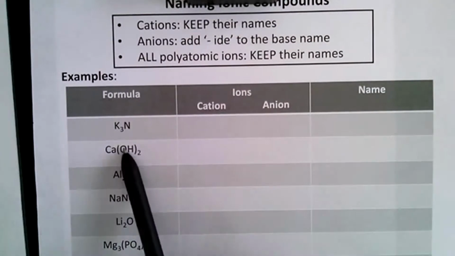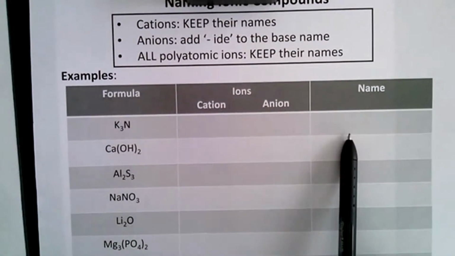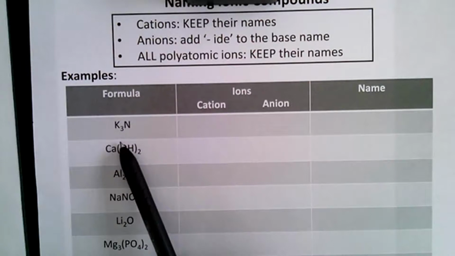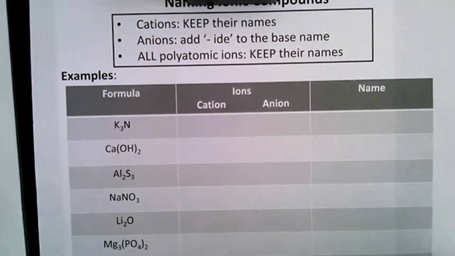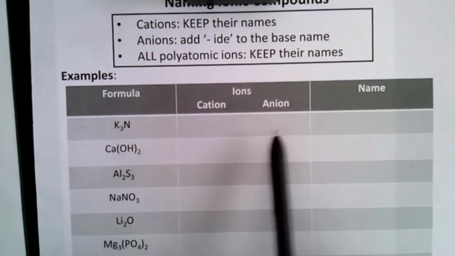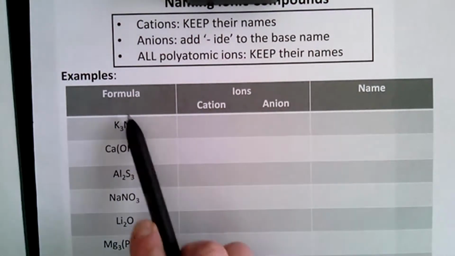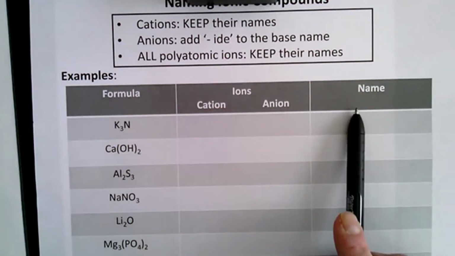Same type of table, this time though the formula is over here and you're coming up with the name. Again, we're going to write cation and anion. We're actually not going to write cations and anions in the Nearpod, but I'm going to write them here just to show you. All you will need to do is go from formula to name.